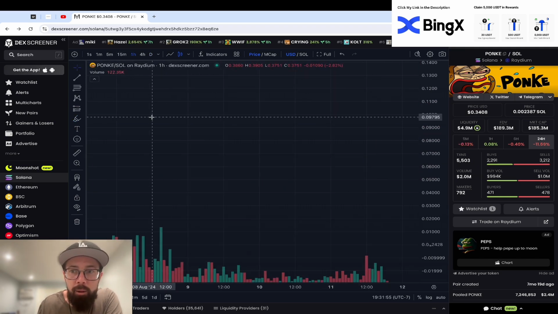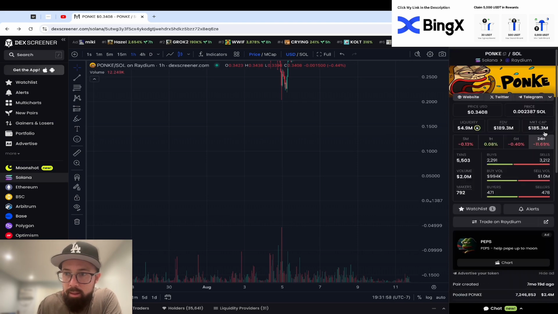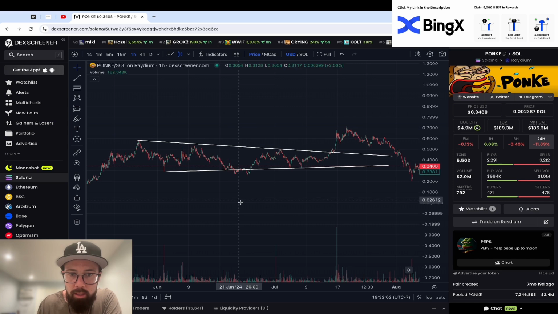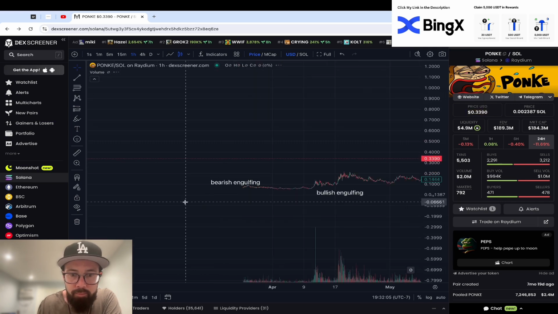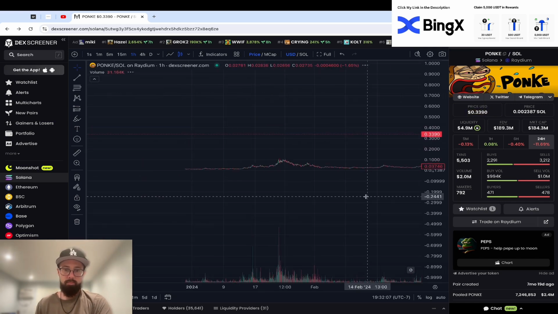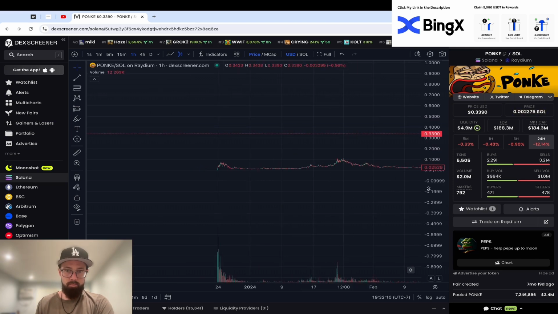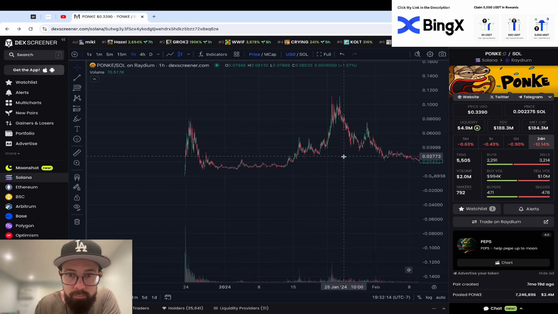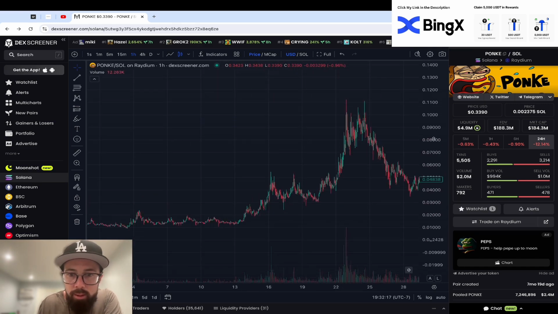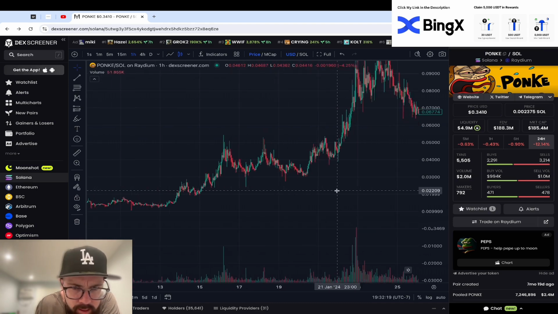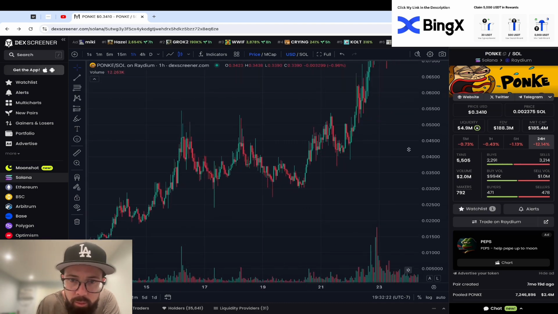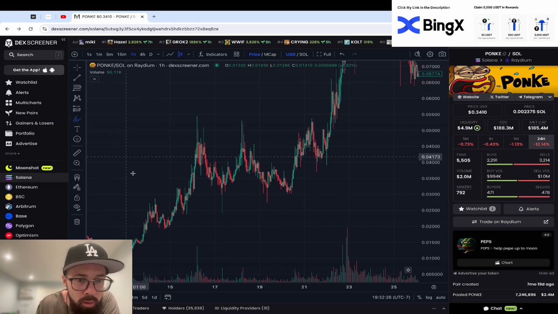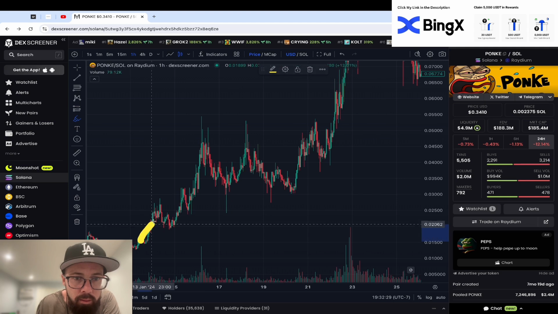Let me break it down on the hourly. I think there was some really clean price action early on with Ponky. Oh yeah, right here. All right, so this is on the hourly. Each candlestick represents 60 minutes of price action. This is pretty beautiful. So you got this flagpole.